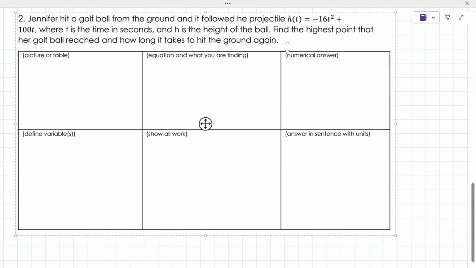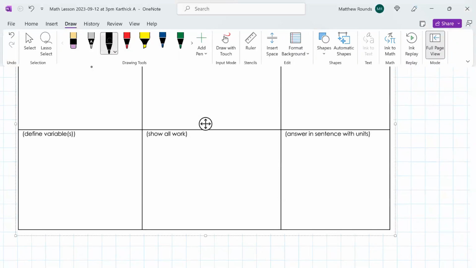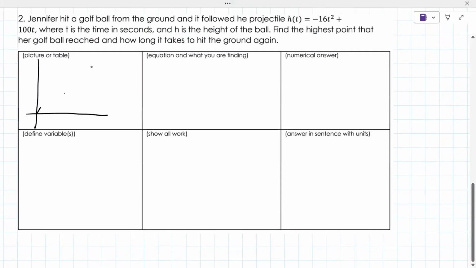how long it would take to hit the ground again. This one's actually a little bit easier than the previous one. So it hits the golf ball, goes up, goes down. Highest point is the vertex, and how long it takes to reach the ground is there. So why don't you find the vertex for us, please? Both coordinates.